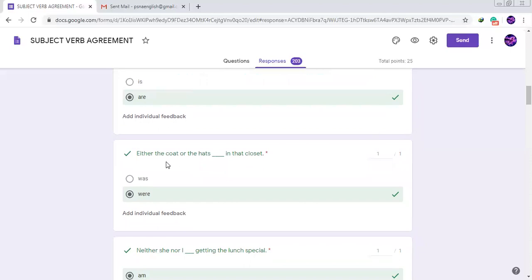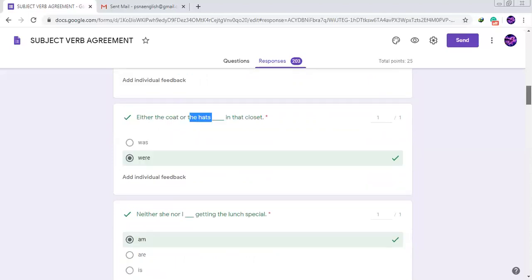And the next rule, "either the coat or the hats". Do you remember the rule? When two subjects are combined by either-or, give importance to the second subject. That is what the rule says. So here the second subject is hats. Hats is plural, so the answer is "are". The student has given the correct answer.